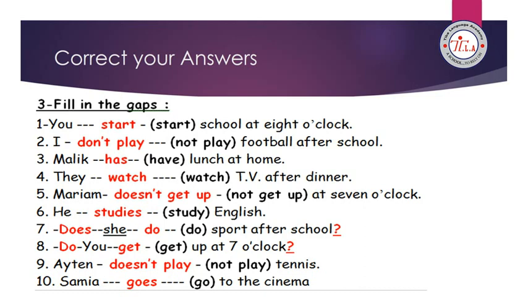Okay? Number 9. Item not play tennis. Item strong or weak? Weak. So, don't or doesn't? Doesn't. Item doesn't play tennis. 10. Samia here. Strong or weak? Weak. Can I write Samia goes? I put ES because I see O at the end of the verb. Samia goes to the cinema. Very good. Excellent. Draw a star for yourself.